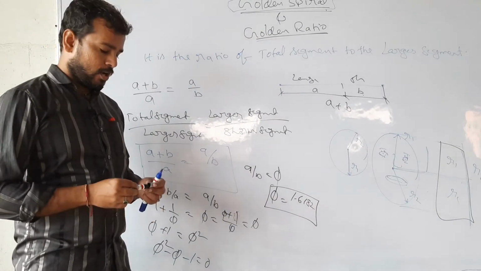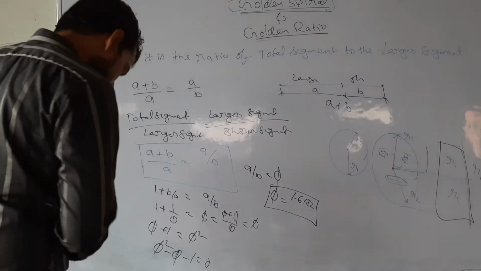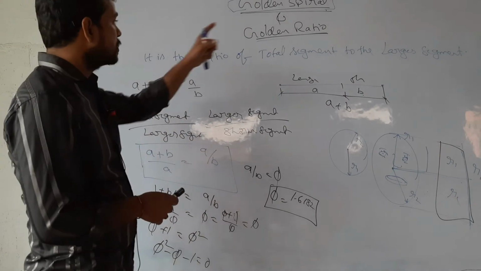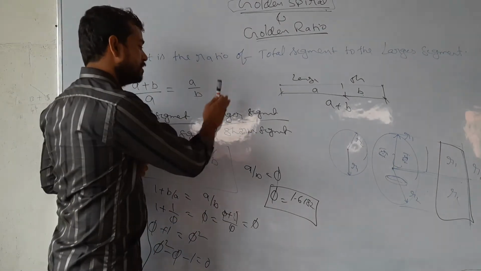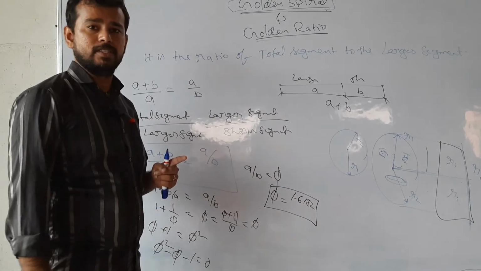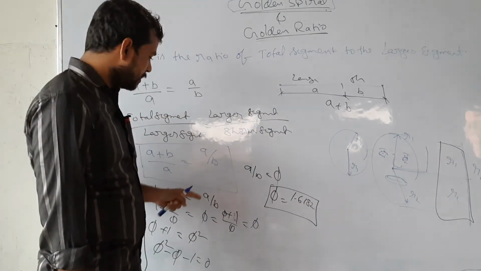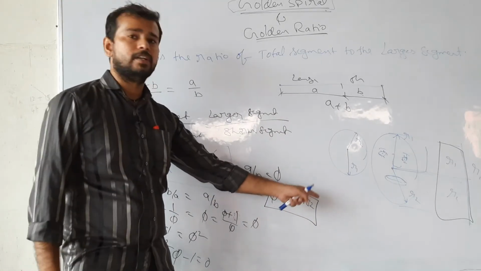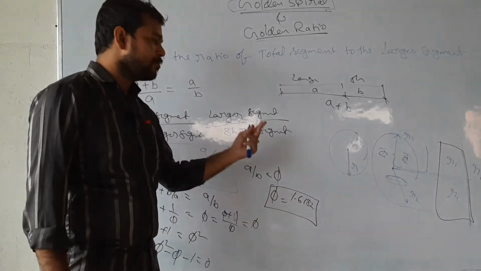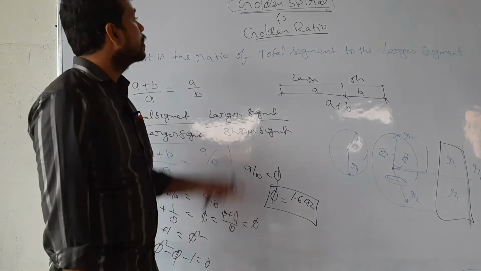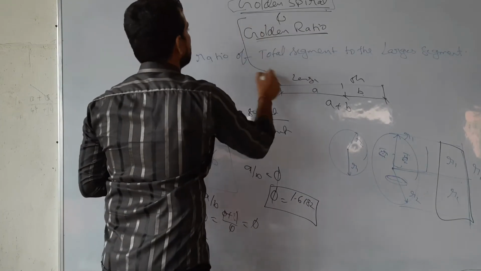So this is what the golden ratio is. The golden ratio means the ratio of the larger segment to the shorter segment. Okay, it's nothing but the golden ratio, and the golden ratio value is 1.618. There are no units for this. It is indicated with φ. Okay, so what is the golden spiral?